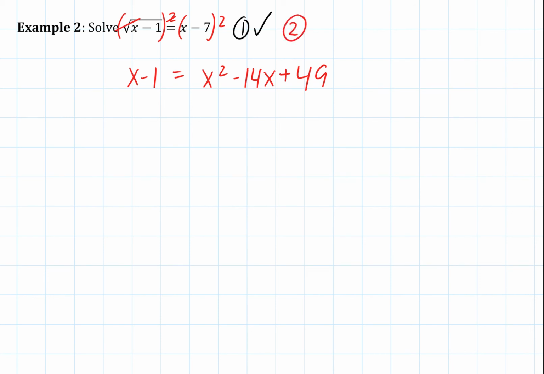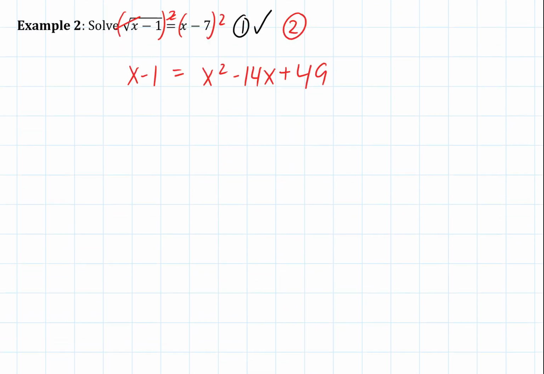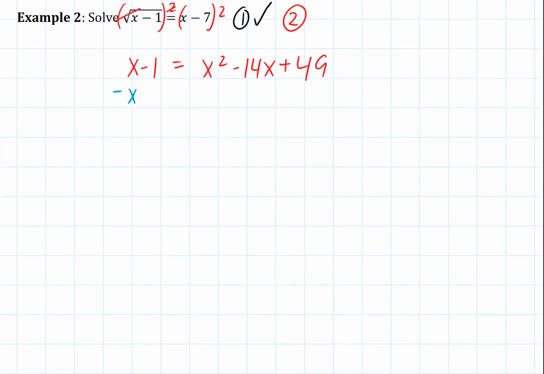This is a quadratic equation. Last time we ended up with a linear equation. There were no x squareds in here, so we were just getting x on one side and the numbers on the other. But anytime we're solving a quadratic equation, we want to move all the terms to one side of the equation, get it equal to 0, and then hopefully we'll be able to factor.